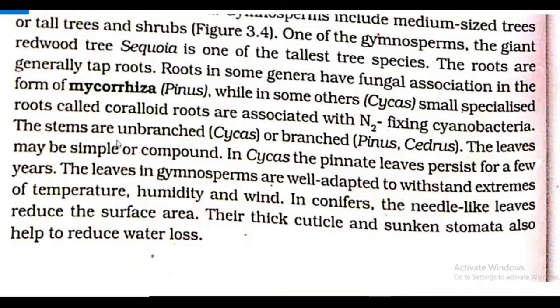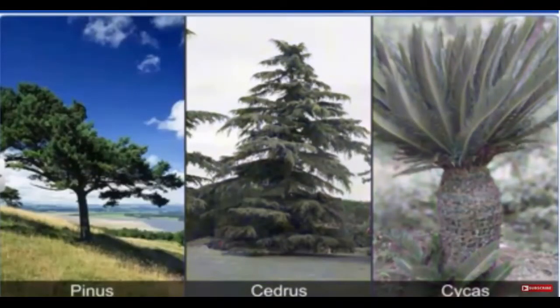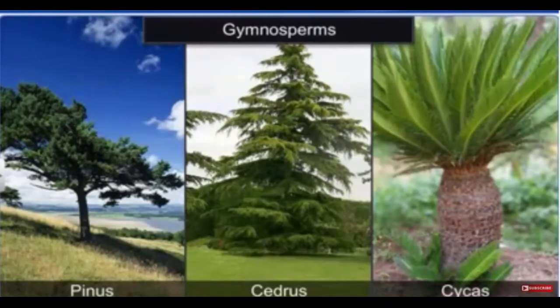Now we are going to discuss the stems. The stems are unbranched or branched. The stems are unbranched in the case of Cycas and branched in the case of which one? Pinus and Citrus. When we look at figure 3.4, you can see A and B. Here A is Cycas, it is unbranched, but in the second one, Pinus, you can see many branches. So the stem of gymnosperms may be branched or unbranched.